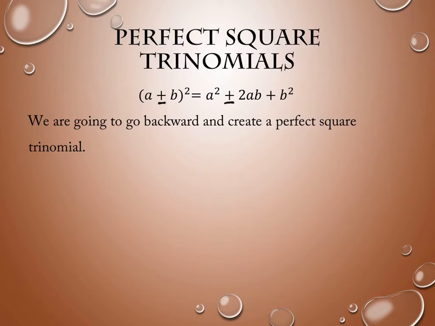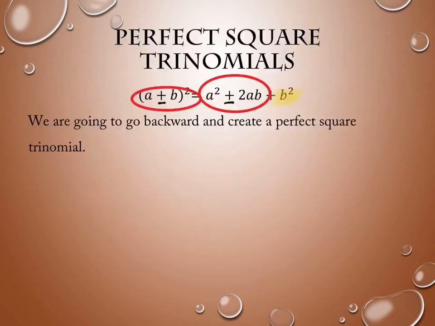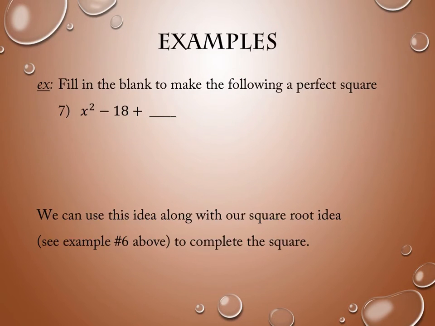Okay? So what we're going to do is start with something that looks like this. We're going to add something on, and we're going to turn it into something that looks like this. And then once we do, we're going to be able to solve it in this fashion, where we take square roots, pluses or minuses, and then add things on. So let's take a look at what I mean by that.